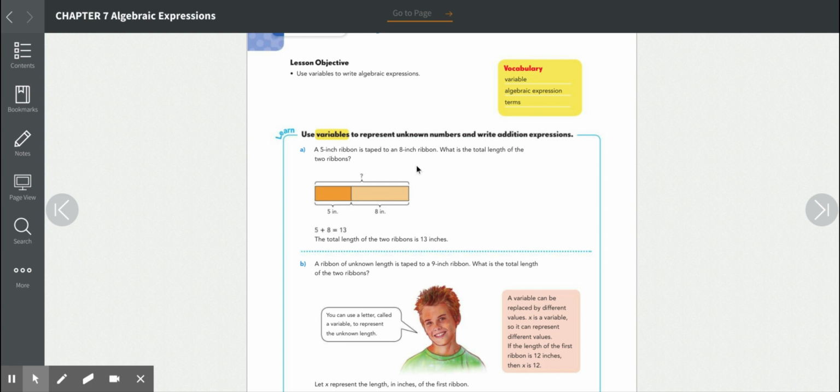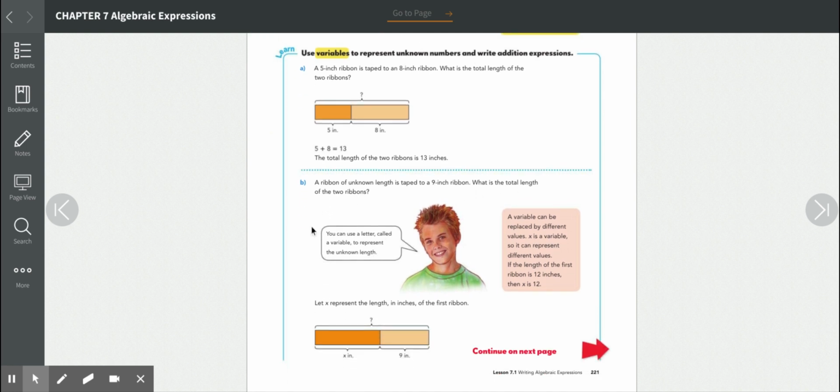A 5-inch ribbon is taped to an 8-inch ribbon. If we want to know the total length of the two ribbons, we're going to add them together, right? 5 plus 8 is 13. So I know the total length of the ribbon is 13. Now, if I have a ribbon of unknown length and I tape it to a 9-inch ribbon, I want to know the total length of the two ribbons.